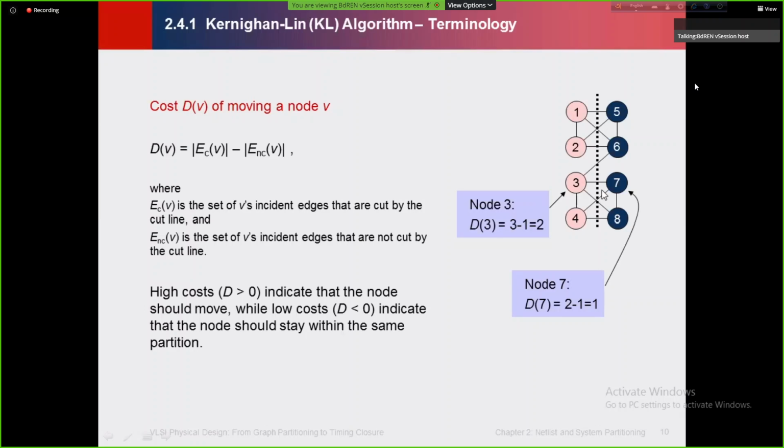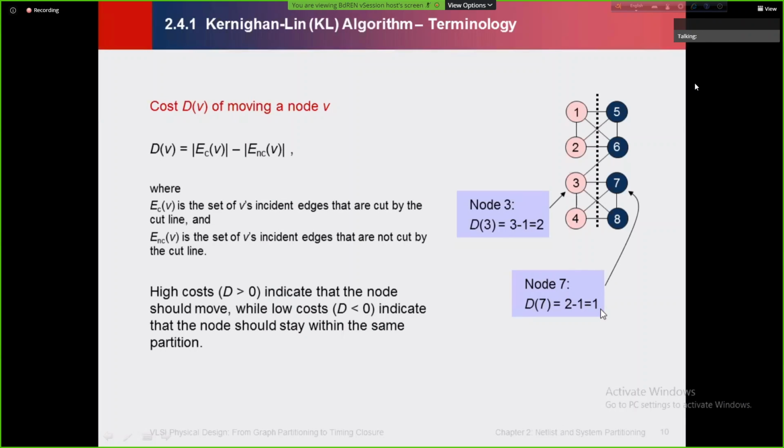Now we consider another one. Node 7 is already there, so you can consider that one. Node 7 you can easily calculate. From node 7 you can see the lines 7 to 3 and 7 to 4 are crossing. So that is 2 cut lines. And 7 to 8 is an uncut line, and that is minus 1. So the total cost will be 1 for node 7.